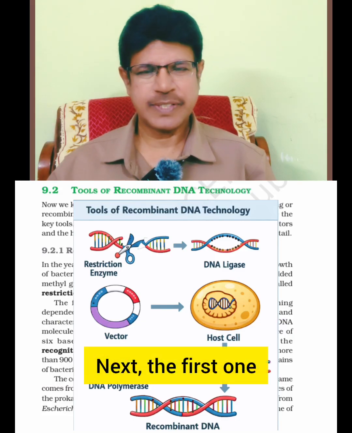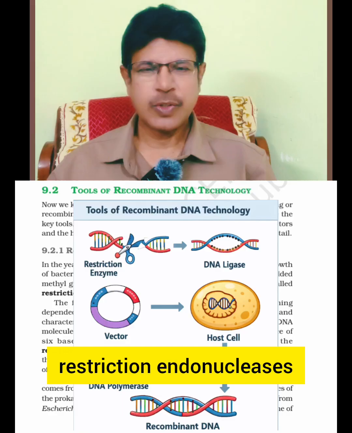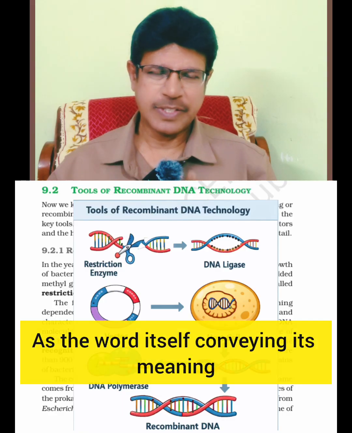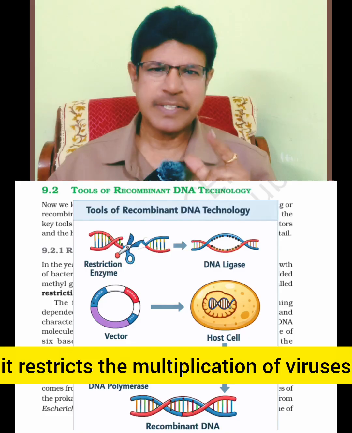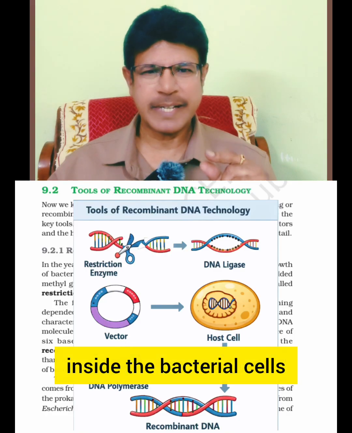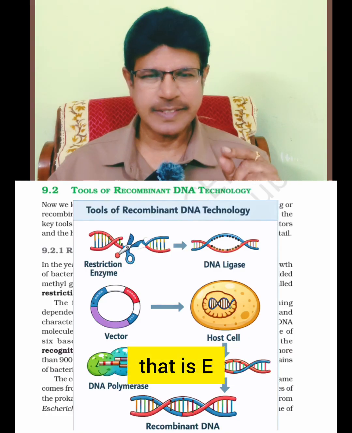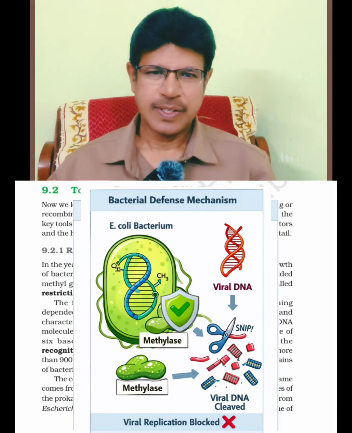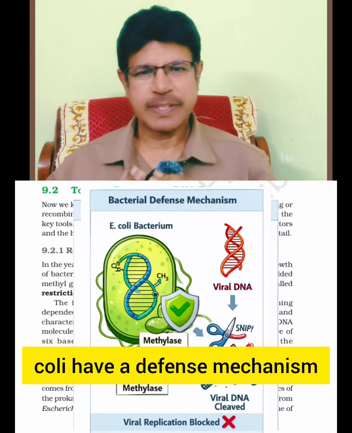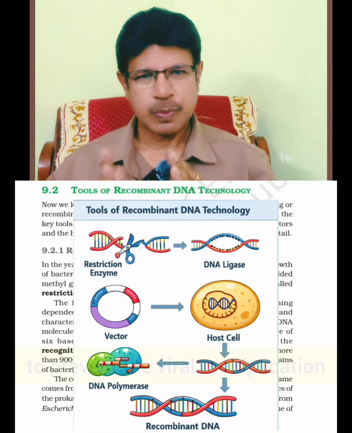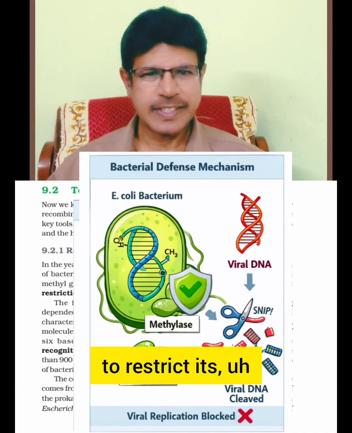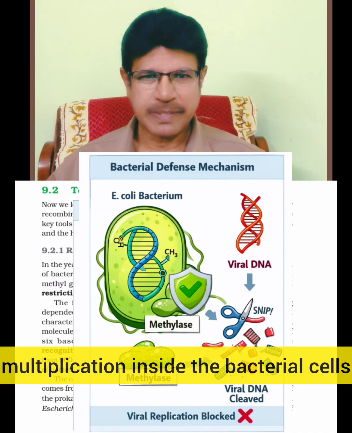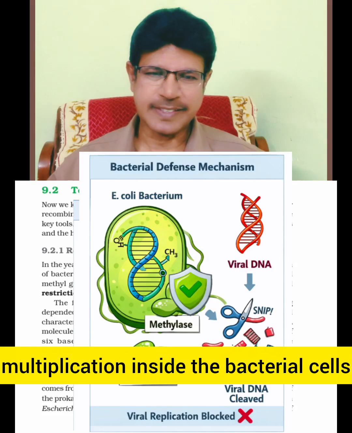Next, the first one, restriction endonucleases. As the word itself conveys its meaning, it restricts the multiplication of viruses inside the bacterial cells, that is E. coli. So E. coli has a defense mechanism to prevent viral multiplication, to restrict its multiplication inside the bacterial cells.